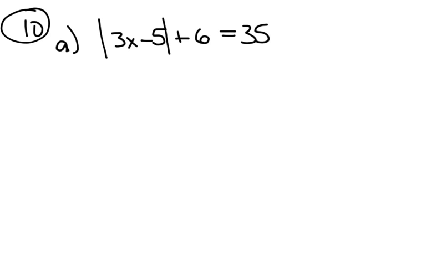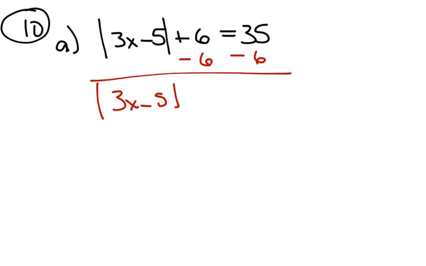Absolute value problems have two solutions. So we're going to set this up so that there are two equations that we're going to solve. The way it works is you need to isolate the absolute value bars before you do anything else. So you would subtract 6 first. Now we're going to write two equations.